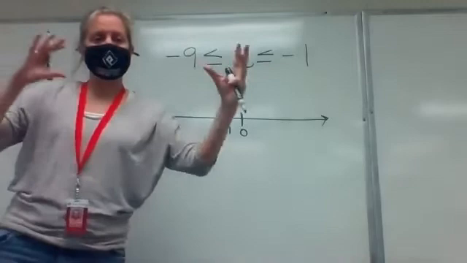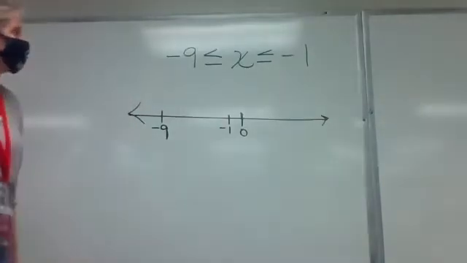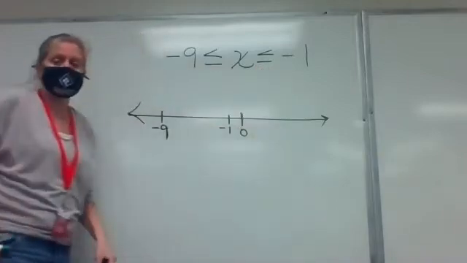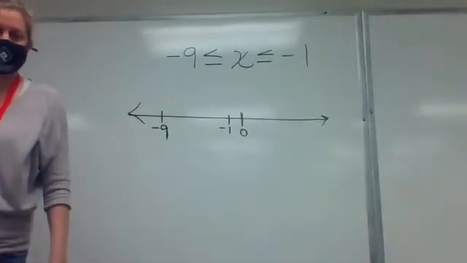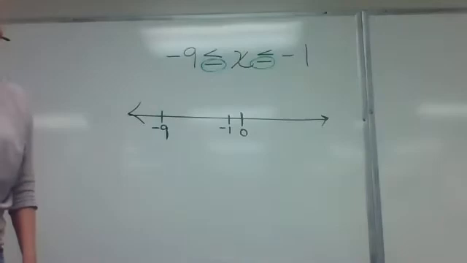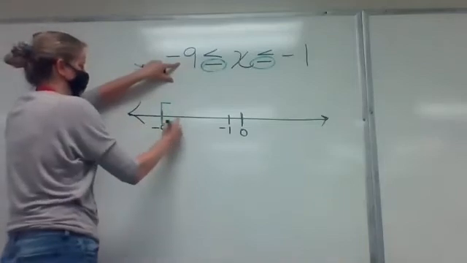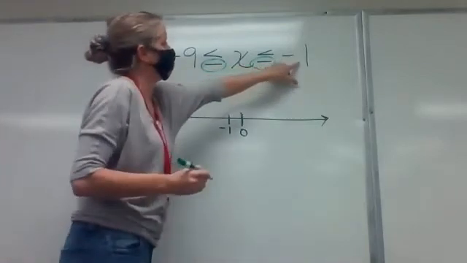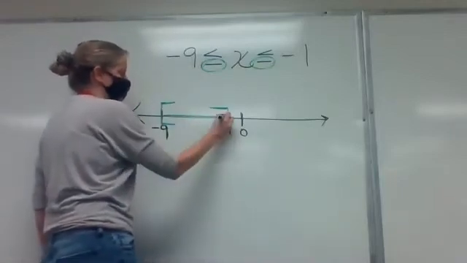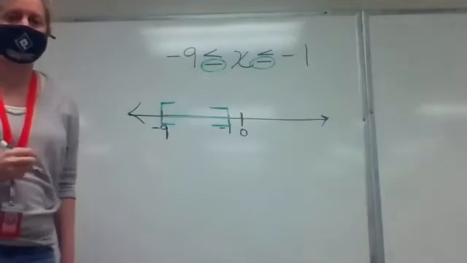So my opening and closing brackets or parentheses are going to be on -9 and -1. So then you just need to tell yourself they both have equal to bars, which means they're both going to be brackets. Right? This is what tells you brackets. If it doesn't have that equal to, then you're going to put a parenthesis. So a bracket for -9, a bracket for -1. All the numbers in between those numbers are these right here, right? If you're between -9 and -1 on the number line, you are in between those 2 numbers.